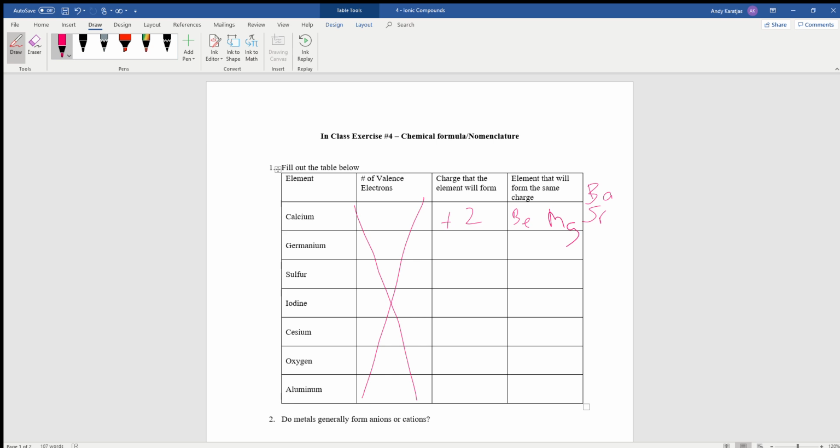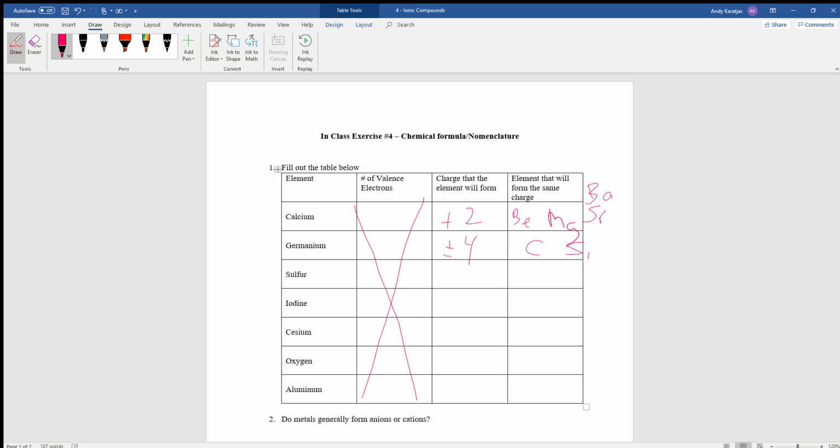Germanium we find in the same column, group 14, as carbon. So carbon would form the same charge, as would silicon. We could also put tin or lead in this column, but recall that tin or lead are a couple examples of elements that actually have multiple possible charges. But what is that charge here for germanium? Just like carbon, plus or minus 4.